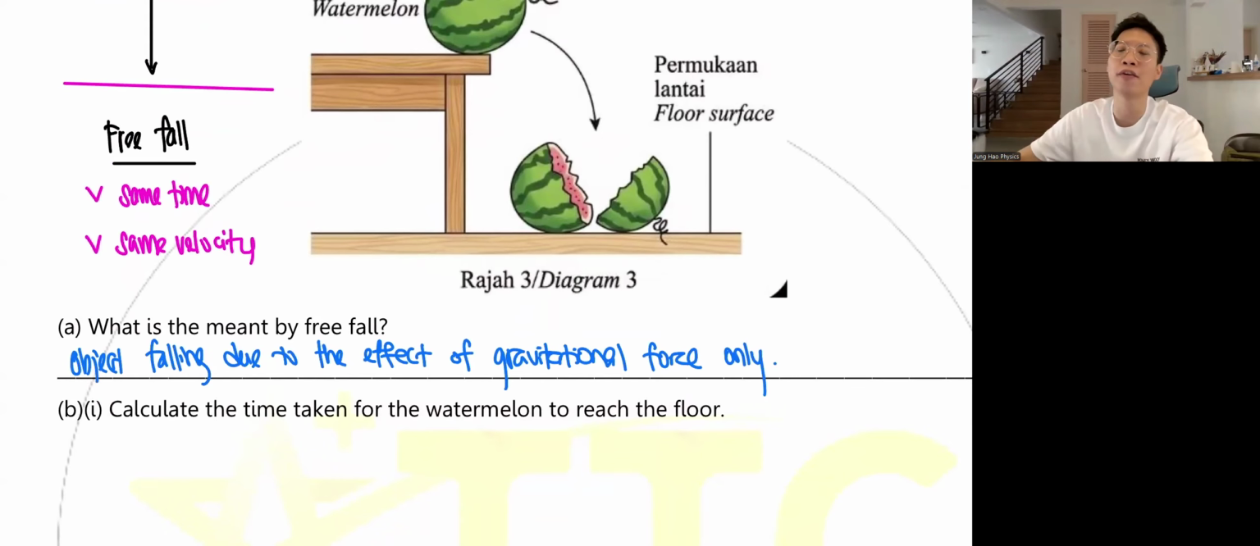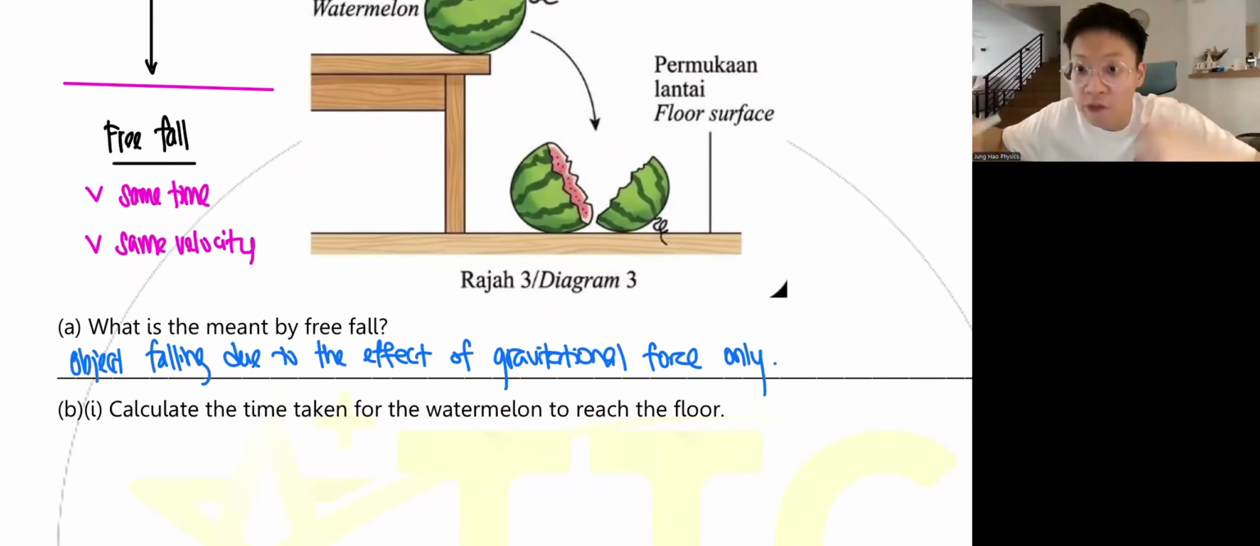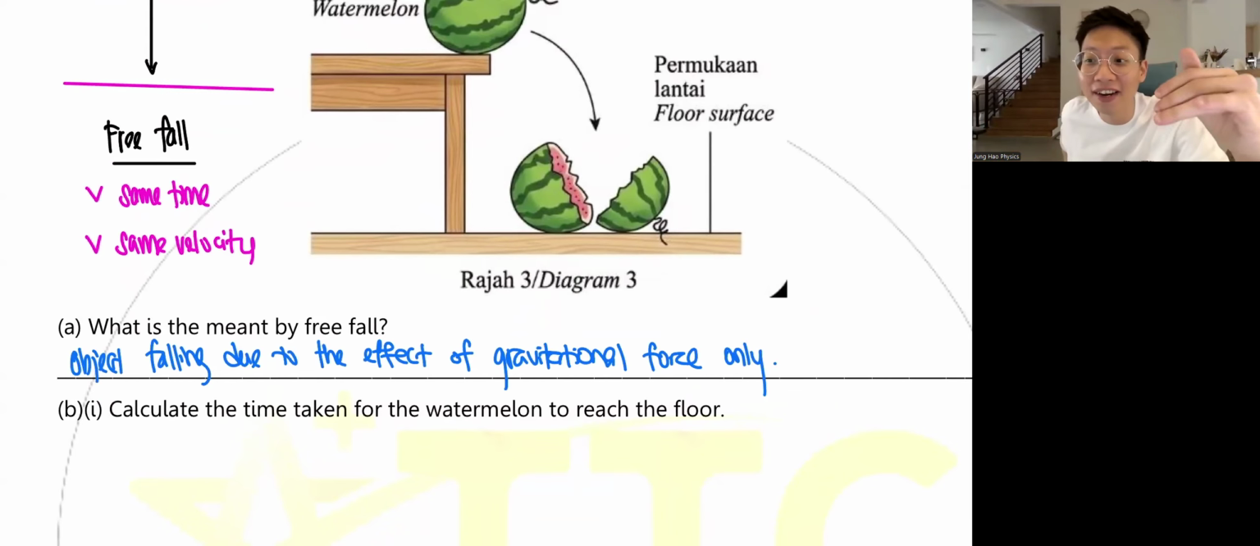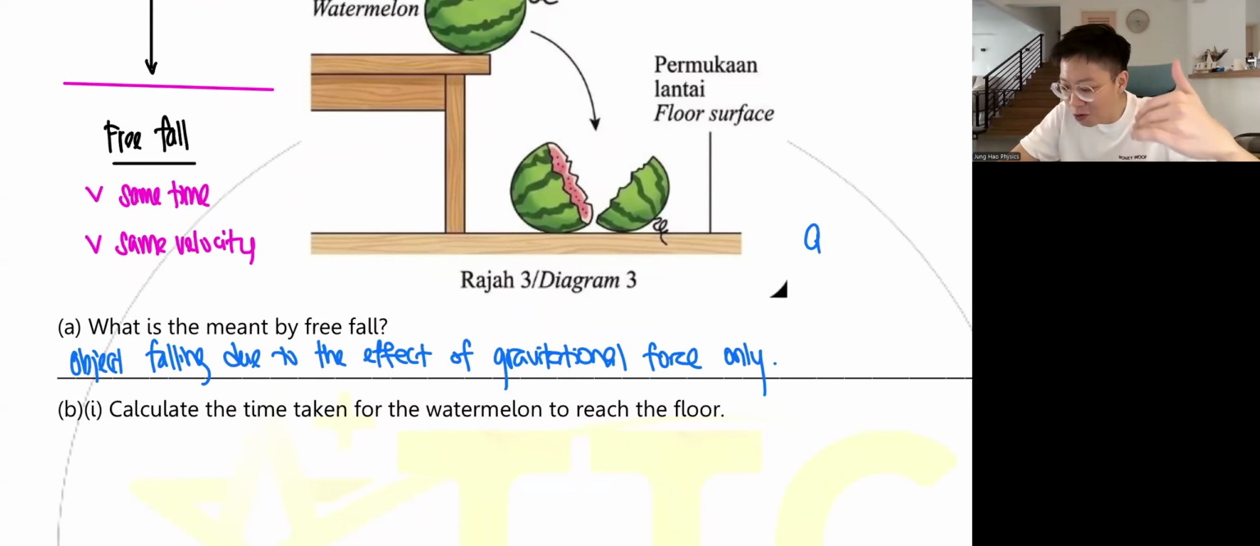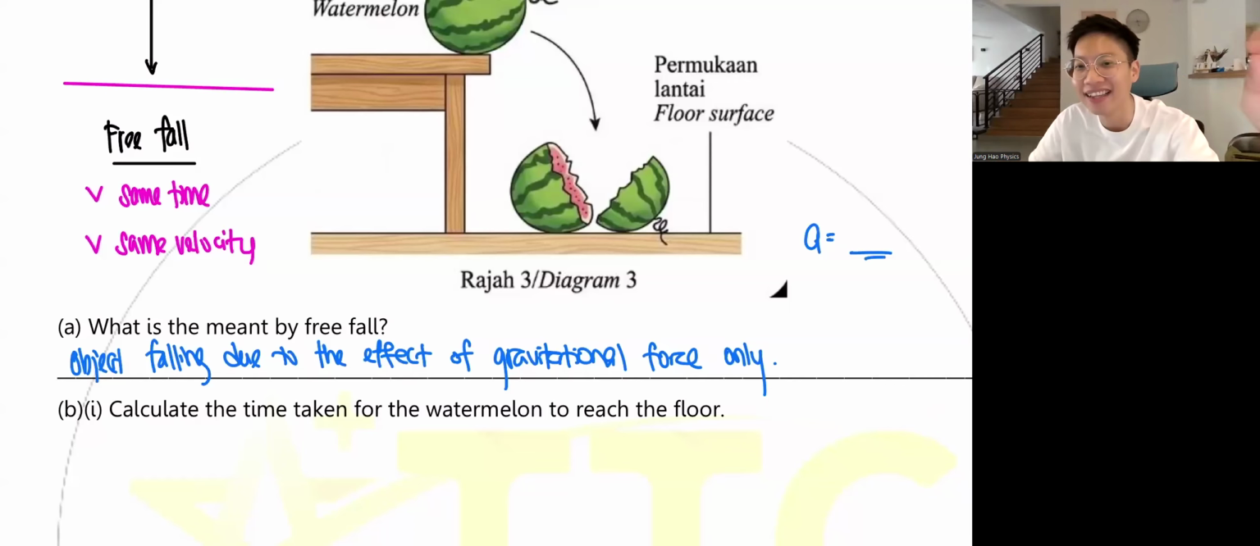If you are affected by gravity, when you fall down, you will accelerate, right? Now I test you. If you fall down, how fast will you be accelerating?